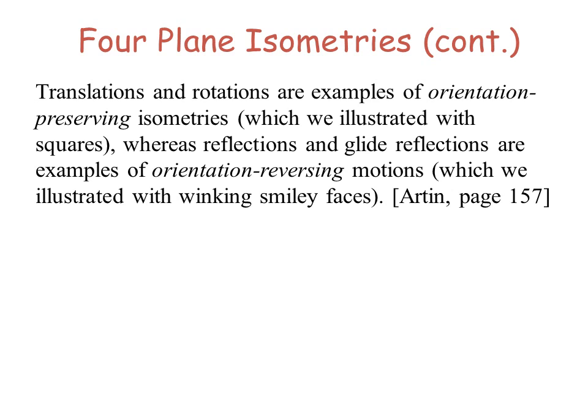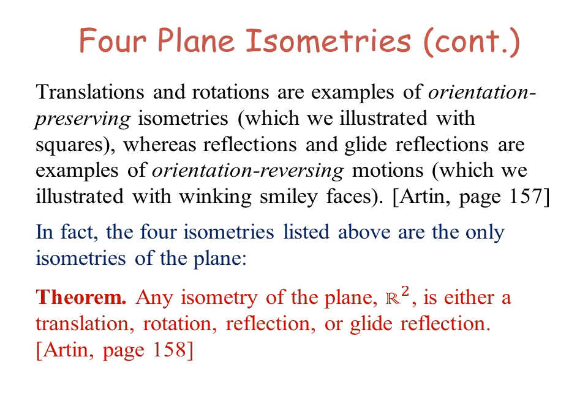Translations and rotations are examples of orientation-preserving isometries, which we illustrated with squares, whereas reflections and glide reflections are examples of orientation-reversing motions, which we illustrated with winking smiley faces. In fact, the 4 isometries listed above are the only isometries of the plane. As a theorem, this result is: any isometry of the plane R2 is either a translation, rotation, reflection, or glide reflection.